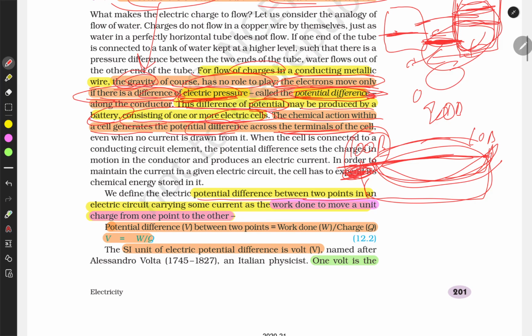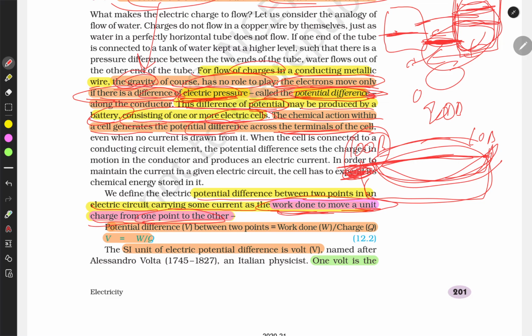The potential difference between two points in an electric circuit carrying some current is the work done to move a unit charge from one point to another point. What is the potential difference then? Potential difference will be measured as the work done to move a unit charge from one point to another point.